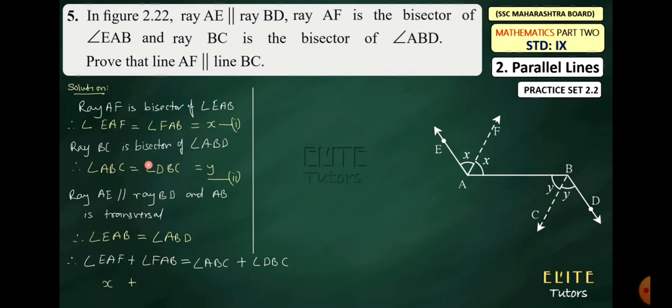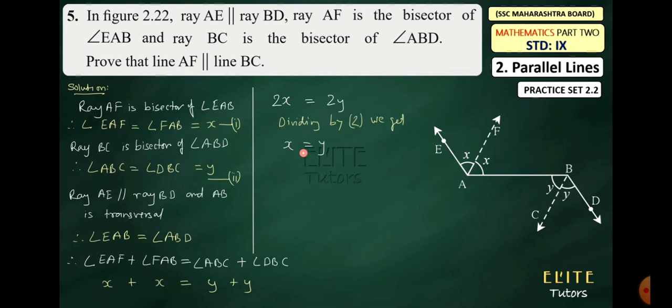So X plus X equals Y plus Y, because the value of this angle is Y. Now X plus X we can get 2X and Y plus Y we can get 2Y. So X plus X equals 2X, Y plus Y equals 2Y. If we remove this 2, we can get X equals Y, so dividing both sides by 2. If we divide both sides by 2, 2X upon 2 equals 2Y upon 2. So the 2 cancels, and we can get X equals Y.